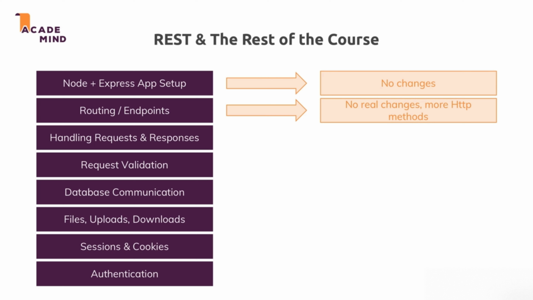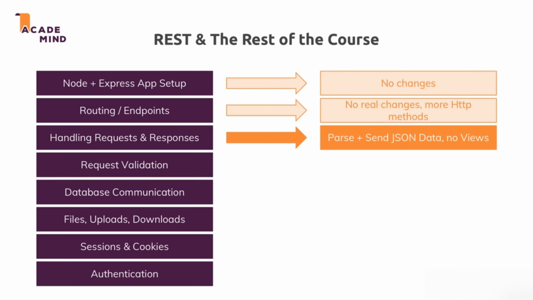For handling requests and responses, you already learned that now we work with JSON data instead of views. So that is a difference. We render no views anymore. We have no views folder anymore. We don't use EJS, handlebars, or anything like that. Instead, we only exchange data. So that is a change, but as you learned in the last module, this is also not too hard to implement.